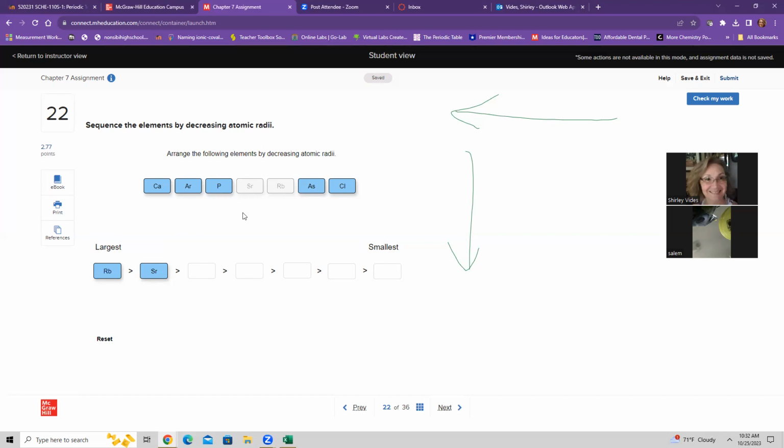Then calcium. Do you see how calcium's right next to it? But it's going in the opposite direction of my arrows, so that means it's smaller. Then we have arsenic, chlorine, argon, phosphorus. I'm trying to find all these. Arsenic I think would be next.